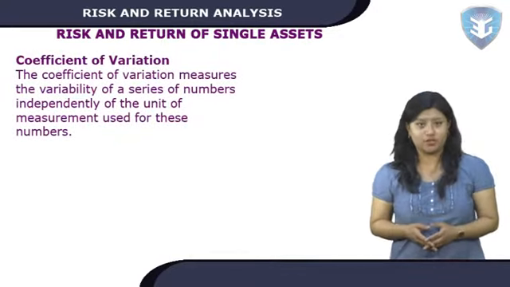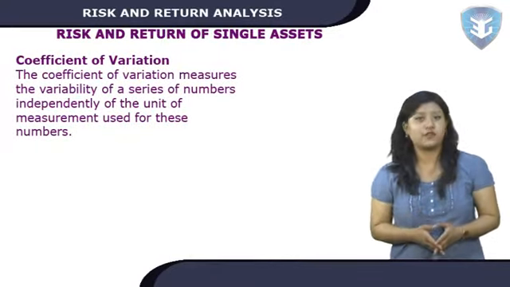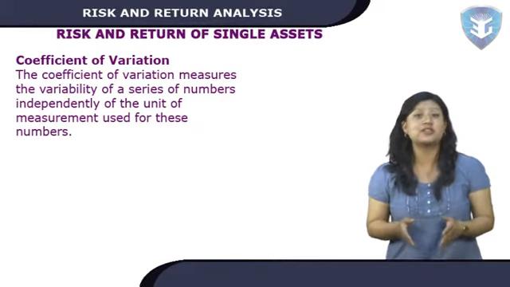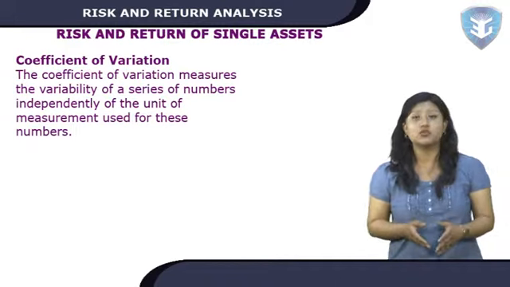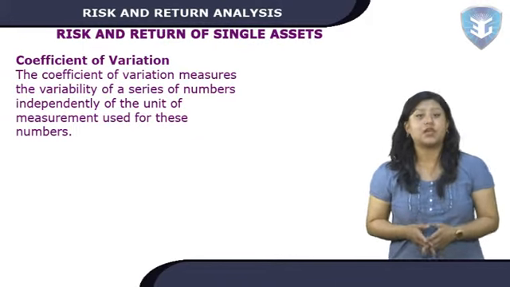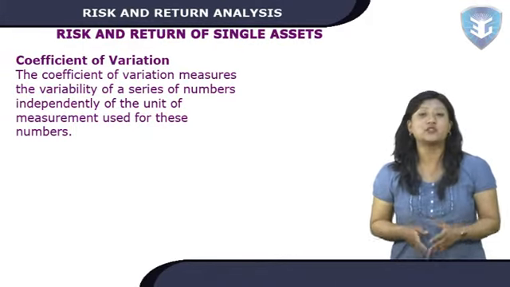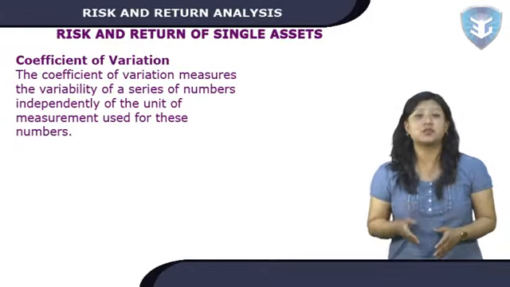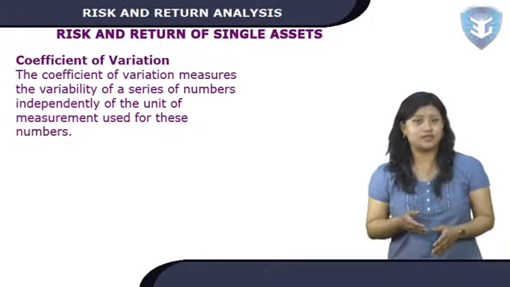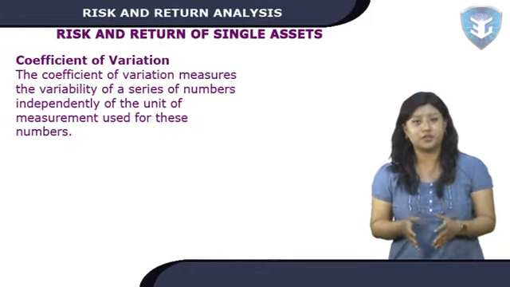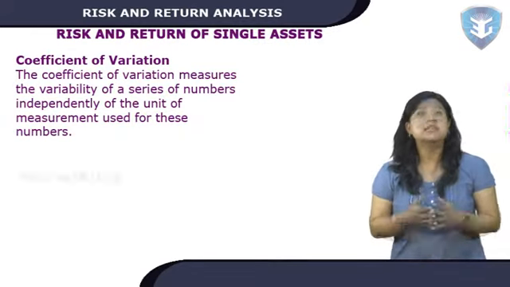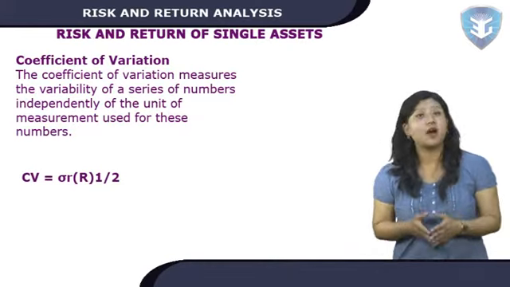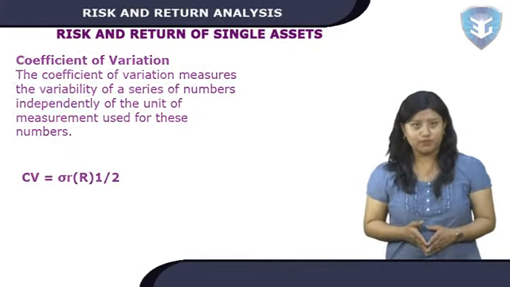Coefficient of variation. The coefficient of variation measures the variability of a series of numbers independently of the unit of measurement used for these numbers. In order to do so, the coefficient of variation eliminates the unit of measurement of the standard deviation of a series of numbers by dividing it by the mean of these numbers. CV equals sigma R over R-bar.